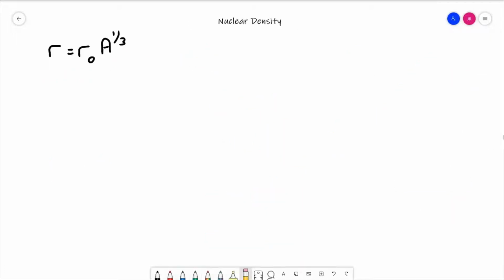So using that equation, R is equal to R0 A to the third, we can now have a look at nuclear density. We know that the equation for density, rho, is equal to m over V. Firstly, we can track backwards through the last slide to look at an equation for volume. We know that V is equal to 4/3 pi r cubed. That's just the volume of a sphere. We are going to assume that a nucleus is spherical.